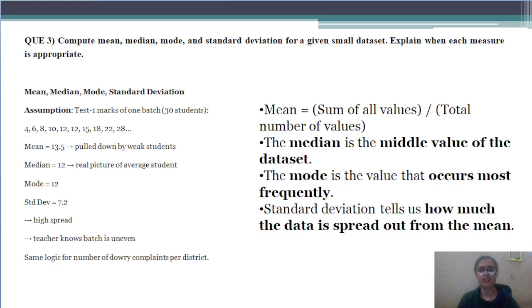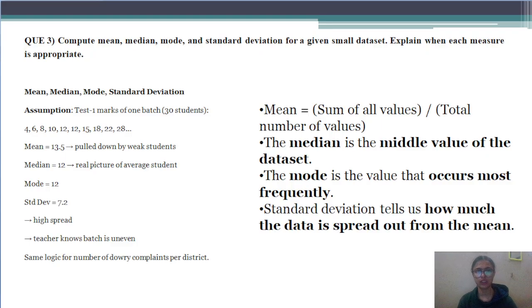So question 3 is compute mean, median, mode and standard deviation for a given small data set. Also explain when each measure is appropriate. So we are given a data set of a student with test 1 marks of one batch of 30 students. Some values from the data set are 4, 6, 8, 10, 12, 12, 15, 18, 20 to 28. And this data is already arranged in ascending order, which helps us easily calculate all the measures.